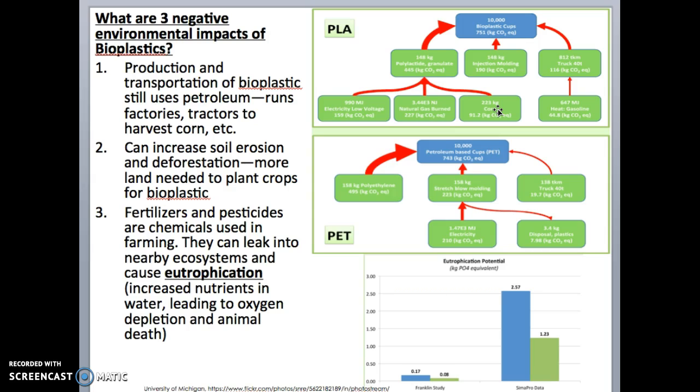Another negative impact of bioplastic is that because bioplastic requires crops and plants to produce, the increased use of bioplastic can actually increase the amount of soil erosion and deforestation because we need more land to plant more crops. And that could eventually have a negative impact as well, because it could destroy ecosystems.